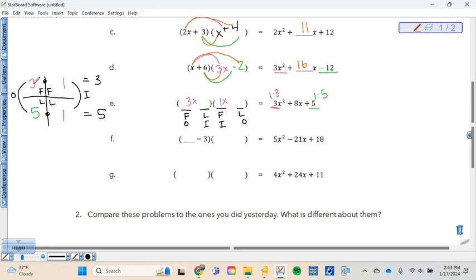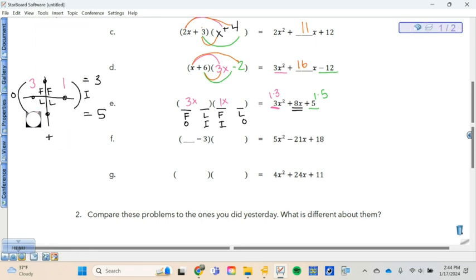But now I need to make sure that my outer times my outer, 3 times 5, that's 15, plus my inner times my inner, 1 times 1, that's 1. That should equal my middle number here. Does 15 and 1 get me 8? There's no way I can get to 8. So let's try flipping this 1 and 5 around.